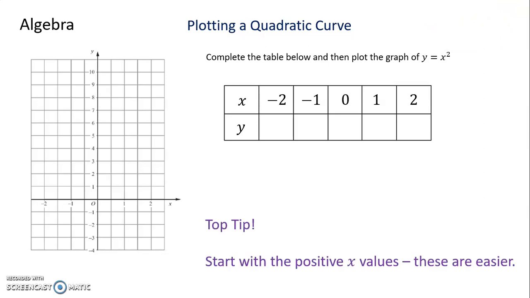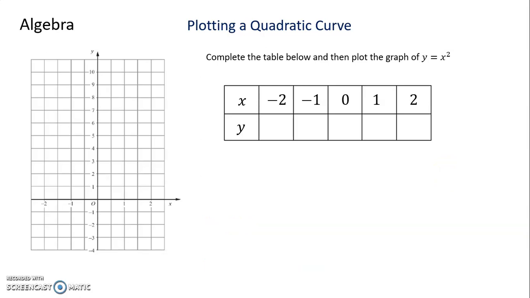So we're going to start with the positive x values first of all, and that's my tip in general. Start with the positive values of x. You're less likely to make a mistake with those, and there is a certain amount of pattern in your answers which you'll then be able to use to check your negative answers.